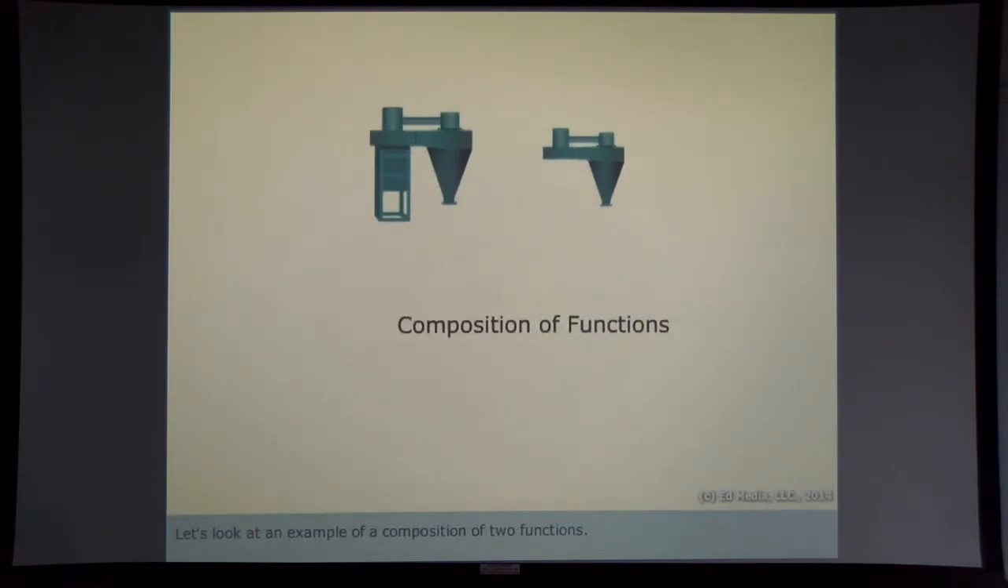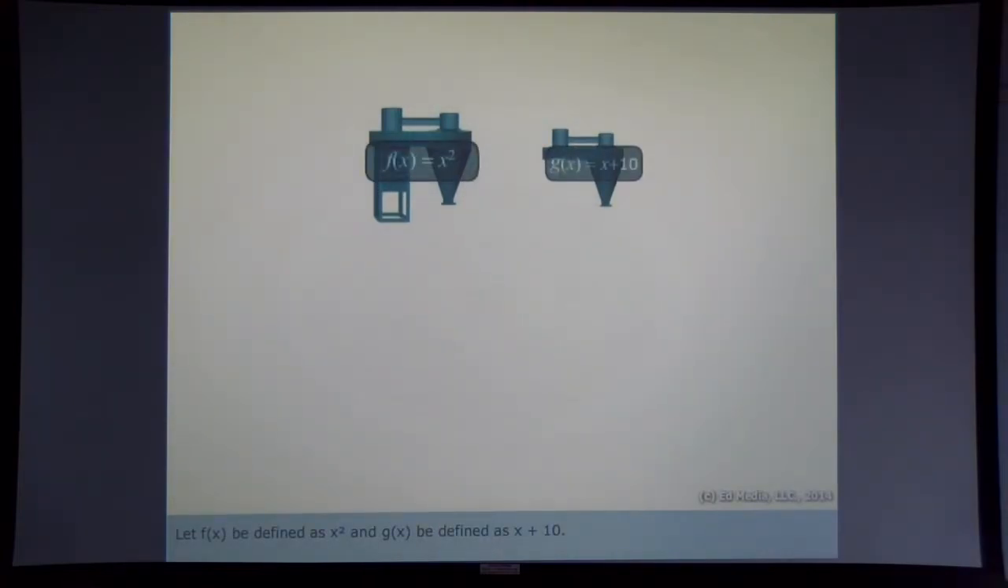Let's look at an example of a composition of 2 functions. Let f of x be defined as x squared and g of x be defined as x plus 10. To find g of f of x, we feed the value of 4 into the equation for f of x. 4 becomes 16. Substituting the value of 16 into g of x, we get 16 plus 10, or 26.